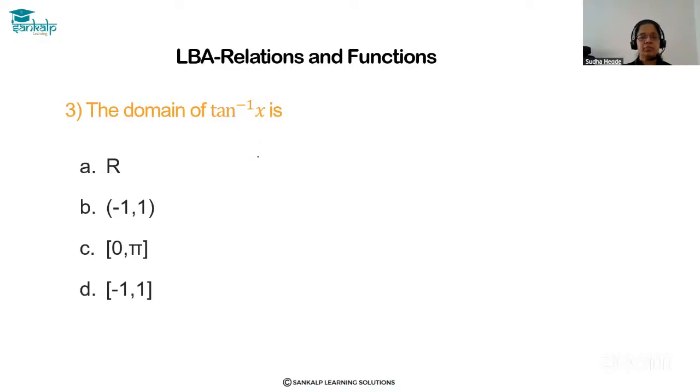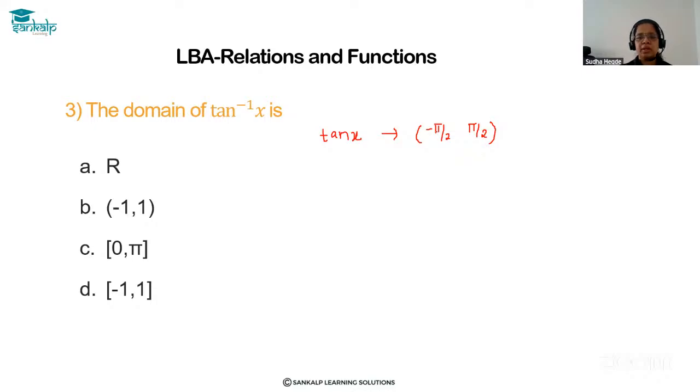Hi everyone. The question is, the domain of tan inverse x. What is the range of tan x? The range of tan x will be the domain of tan inverse x. The range of tan x is minus pi by 2 to pi by 2, correct?